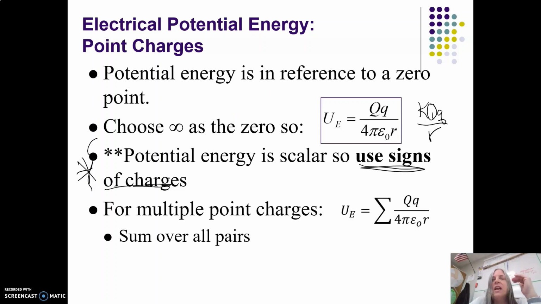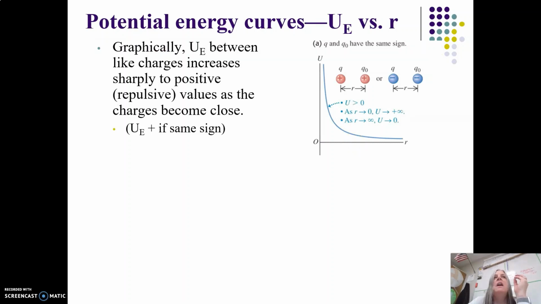Now, if we have multiple charges, in class on another day we're going to go through all the different types of calculations. Because remember with force, we had our kqq over r squared, our integral of kq over r squared, the electric field stuff, integrals, Gauss's law. You're going to see that again. So if we have multiple point charges, the electric potential energy is a sum of all of the electric potentials, and you just sum them up over all the pairs. Before we do that, let's look graphically at electric potential energy.